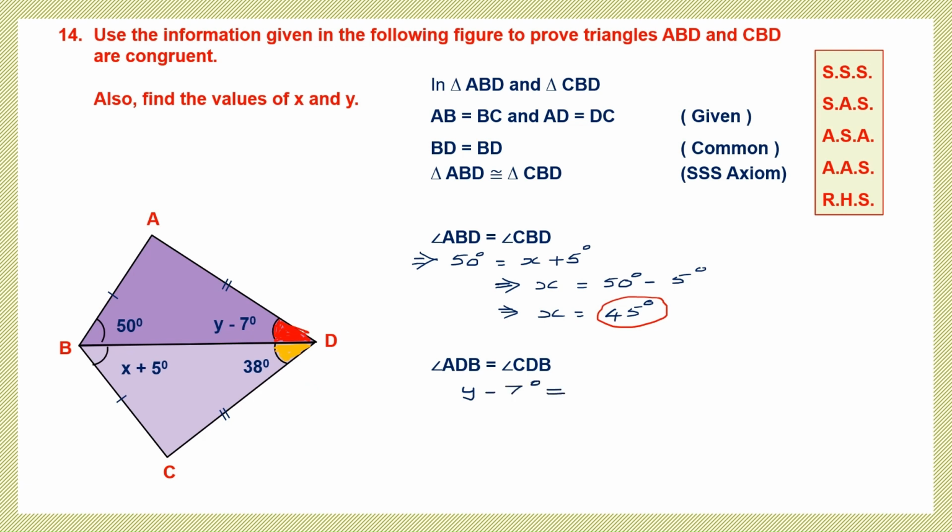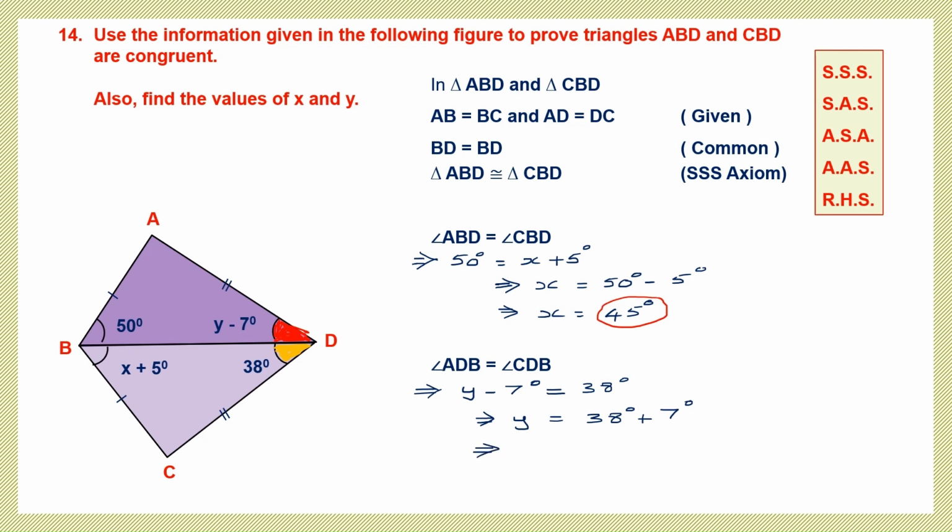So y minus 7 degrees is equal to angle CDB, which is 38 degrees. Now we are going to solve for y. This is again a linear equation. Remember this is an equation: y is equal to 38 degrees, and we're going to transpose this minus 7 to the right hand side. It's going to become plus 7 degrees.